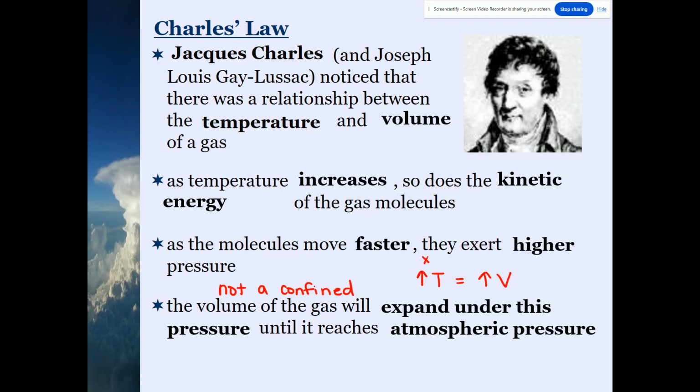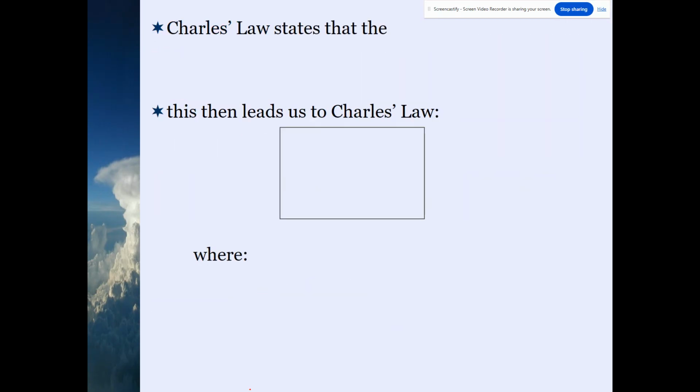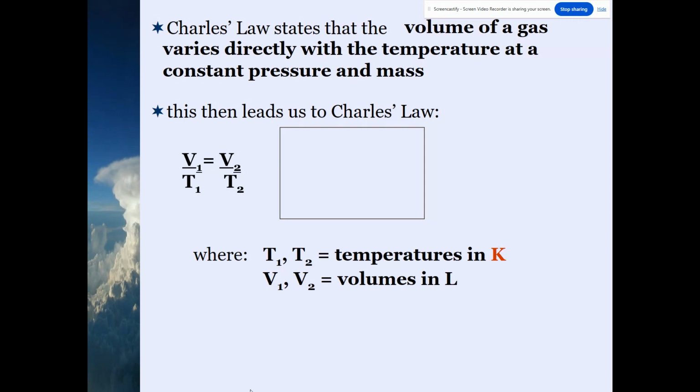If I triple the temperature, I triple the volume. Okay? However, it has to be the temperature in kelvins that I'm tripling. Then the volume will triple. And we'll look at that a little bit later on. So Charles' law states: the volume of a gas varies directly with the temperature at a constant pressure and mass.